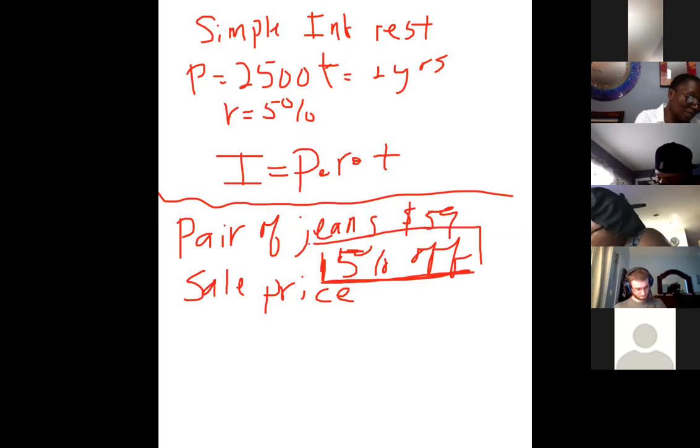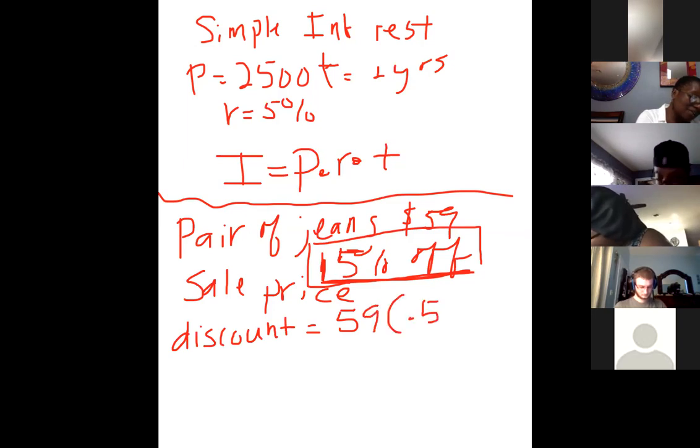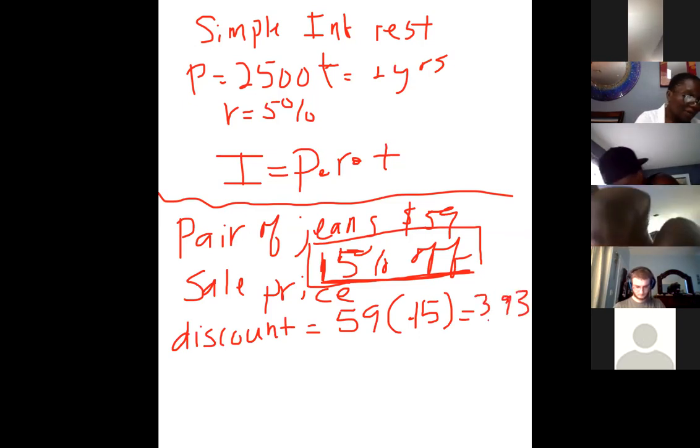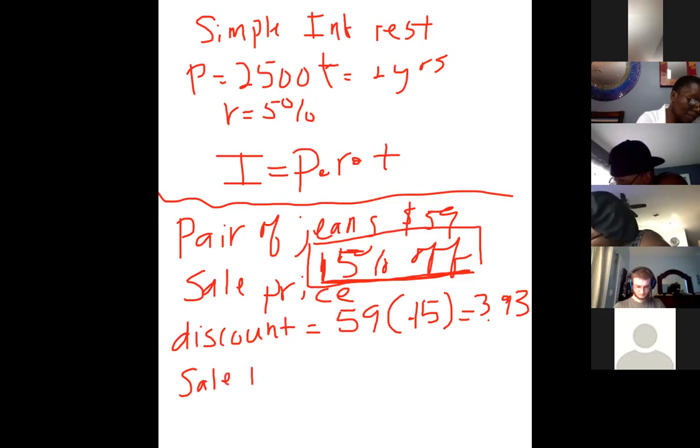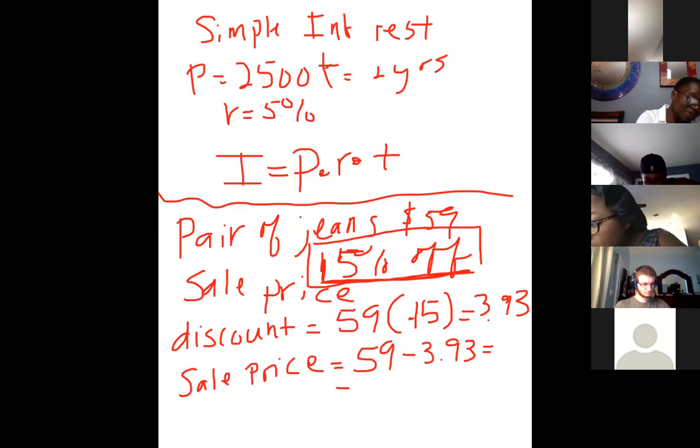Okay, so that sounds like we're having a little problem here. Okay, so let's calculate the discount. So the discount would be equal to the price of the pair of jeans times the percent discount, 15%. So you grab your calculator, 59 times 0.15. Somebody multiply that, please. What do we get for that? 3.93, as in $3.93. That's the discount. So the sale price will be equal to $59 minus $3.93. So this will leave you with $55.